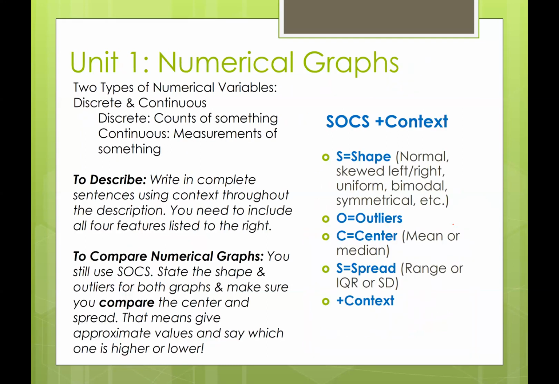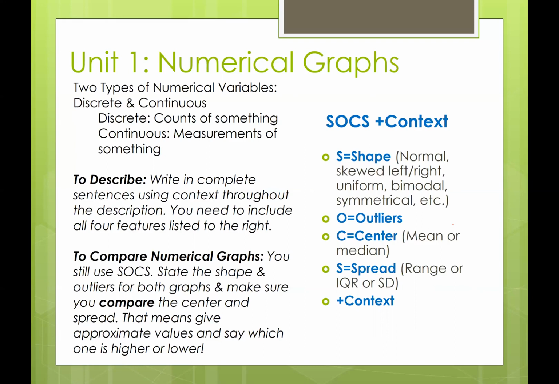Then we also have numerical graphs. Remember, there are two types of numerical variables. There are discrete variables, which are counts of something, or continuous variables, which are measurements of something. So counts of something, how many writing utensils you have in your bag, that would be a count. Measurements of something, how tall you are, how much time it takes you to complete the PowerPoint or the homework, anything like that. So measurements can be decimals. You can go out as many numbers after the decimal as you choose. Discrete, you're counting, it's only certain values that you can have.